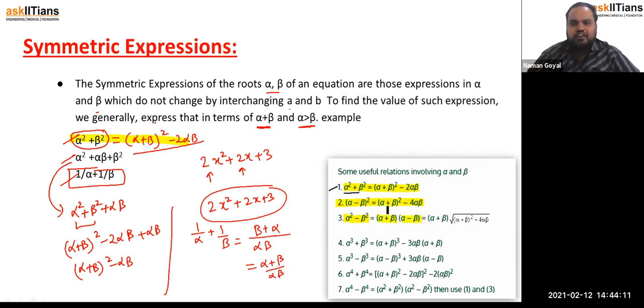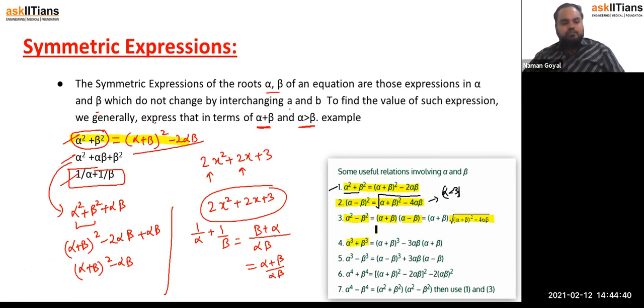We know the value of alpha plus beta, and for alpha minus beta, let's see what I do. From this one we can find the value of alpha minus beta by taking the under root. So the value for alpha minus beta is under the root of alpha plus beta whole square minus 4 alpha beta.